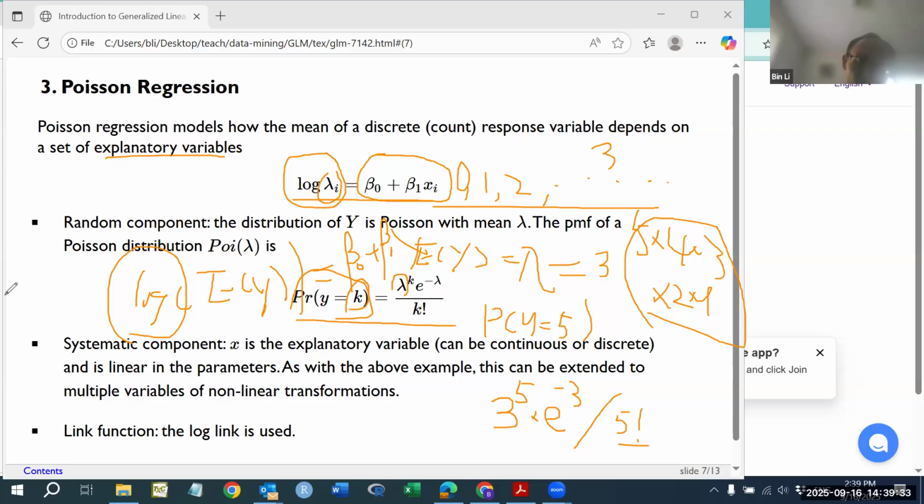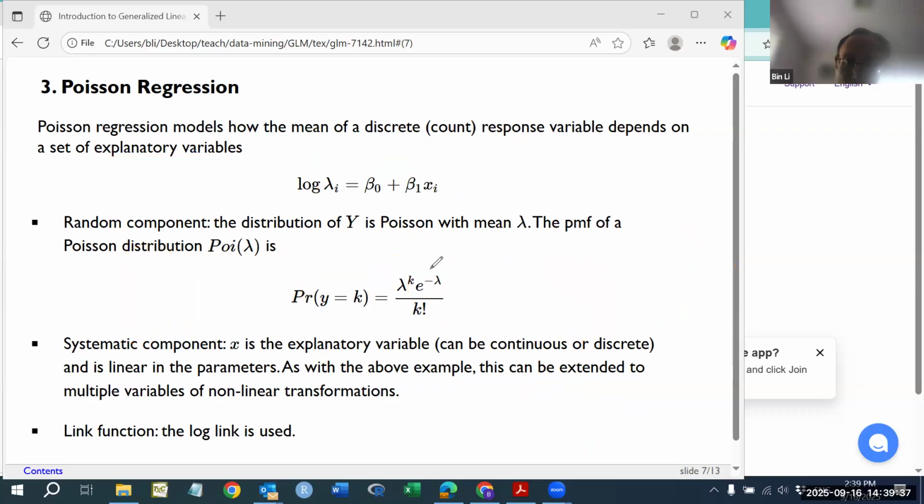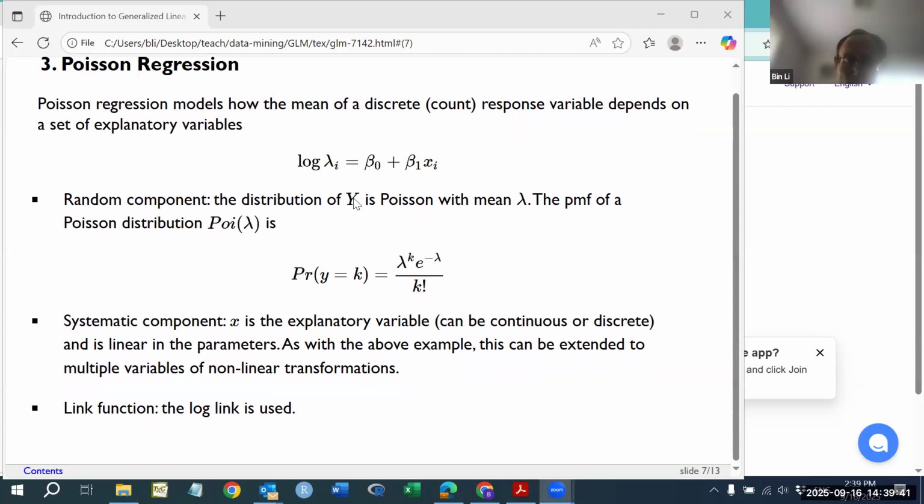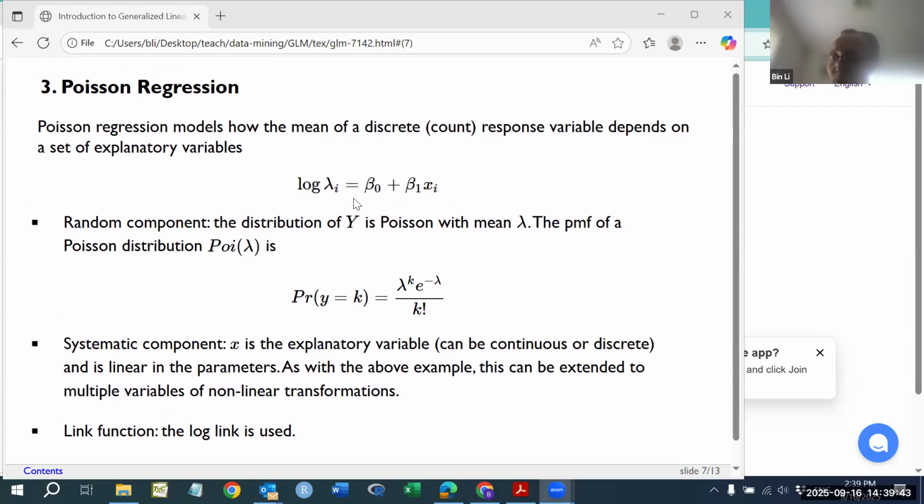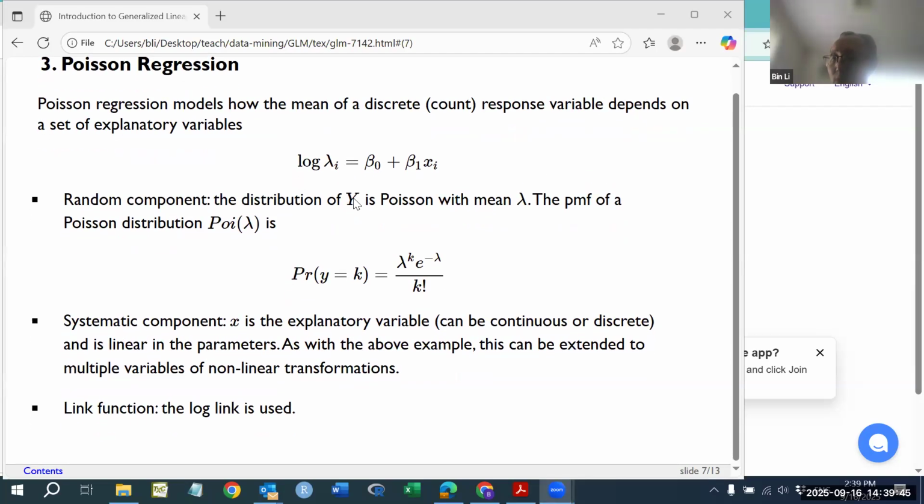So this is the Poisson regression. The underlying random component is a Poisson distribution, and the link function is the log link. So these are the 3 examples. Any questions?